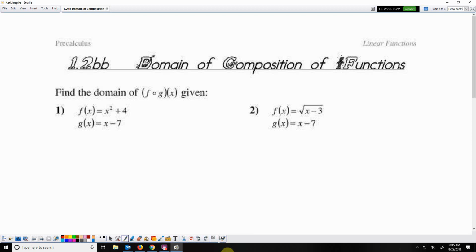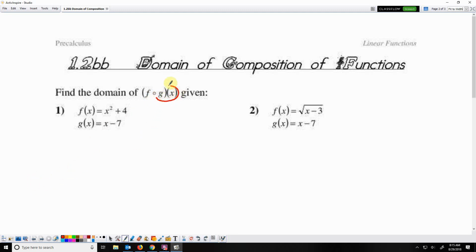Welcome back once again. Today we are going to deal with domain of a composition of functions, and specifically the type of composition where we are taking a function of a function. So for these first 5 problems, we are going to find the domain of f of g of x. So I'm going to show you one way that this can be done.